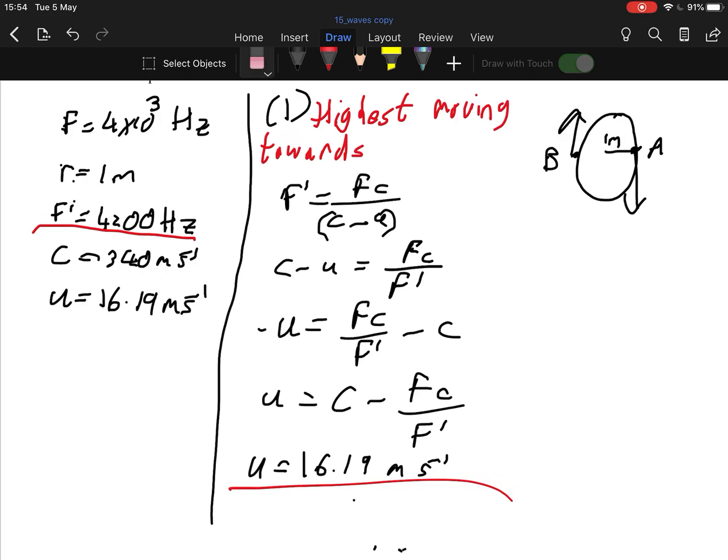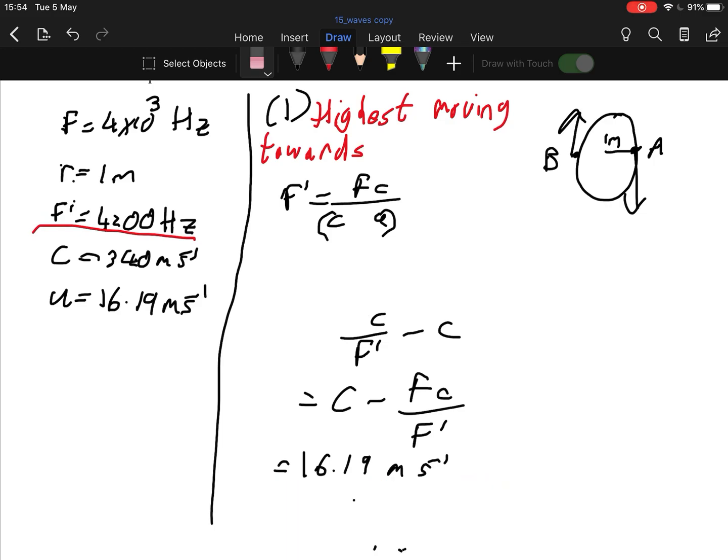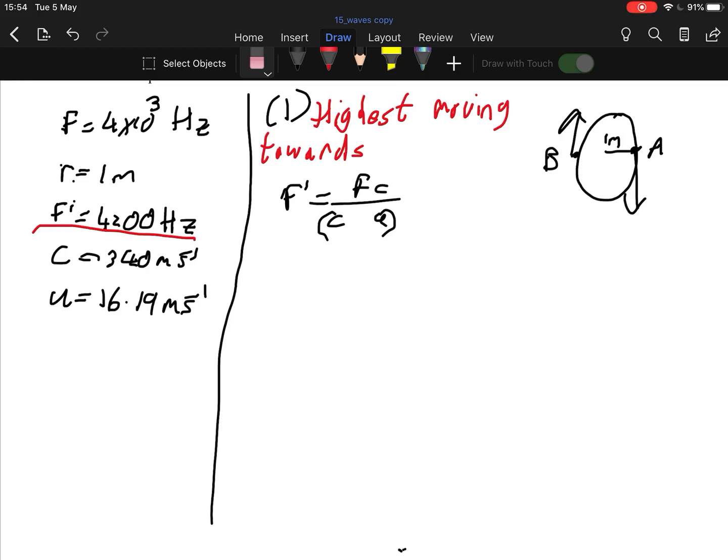All right, so if the highest note, so I'm going to have to rub out all my information here, I'm going to rub out just that. So if my highest note is heard as we move towards the object, when am I going to hear my lowest note? Any ideas? The opposite, lowest moving away. So plus.